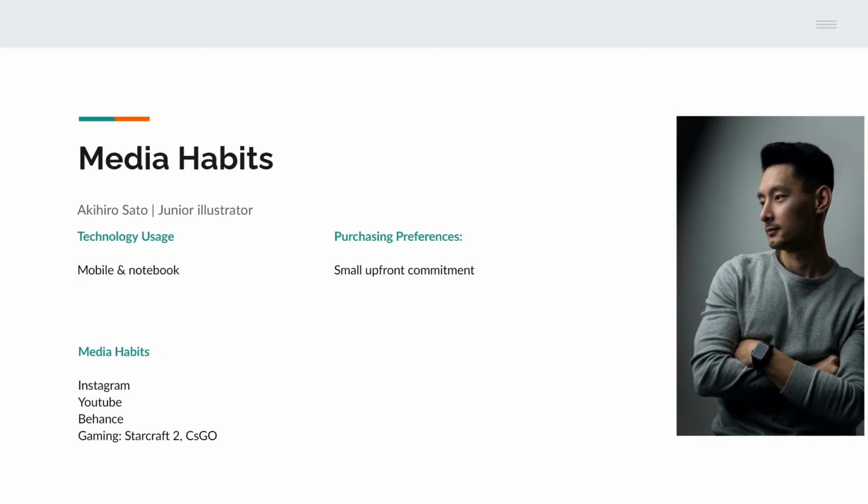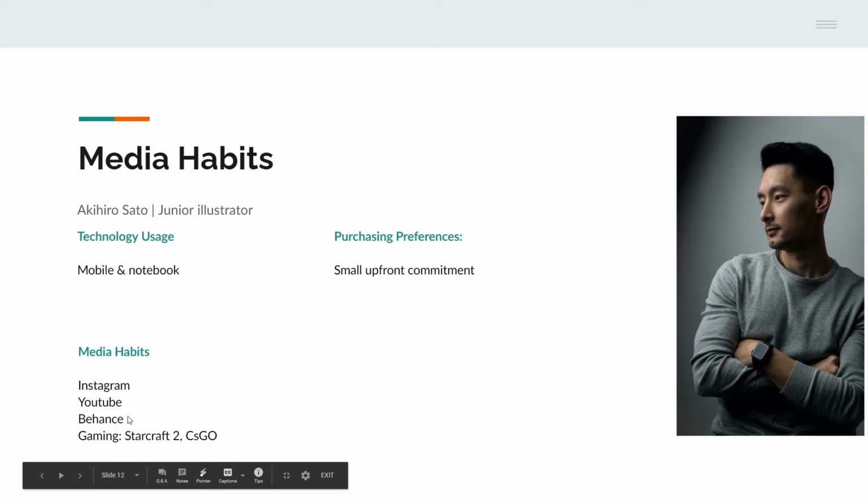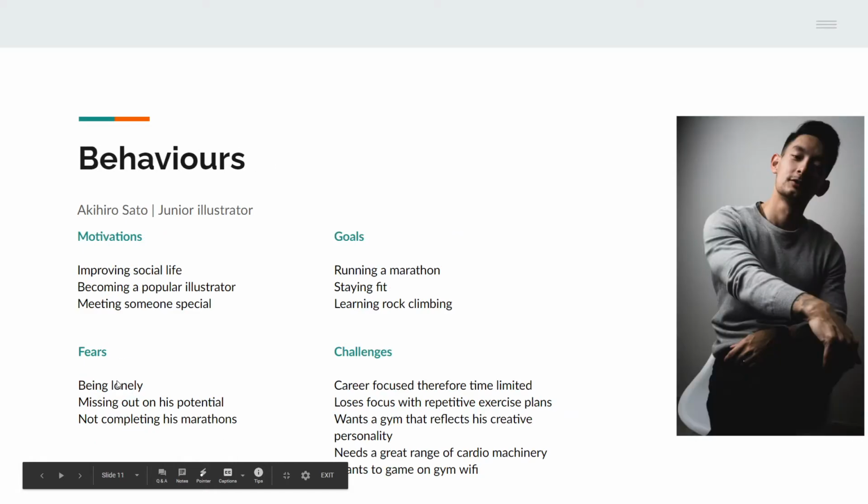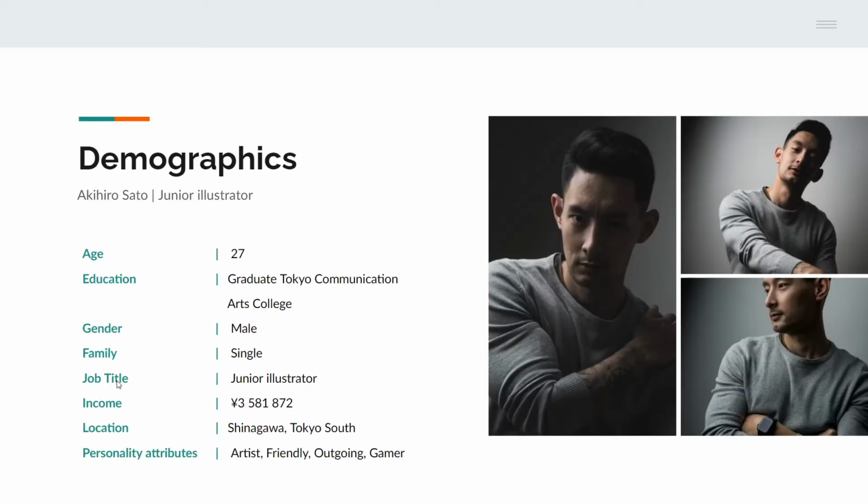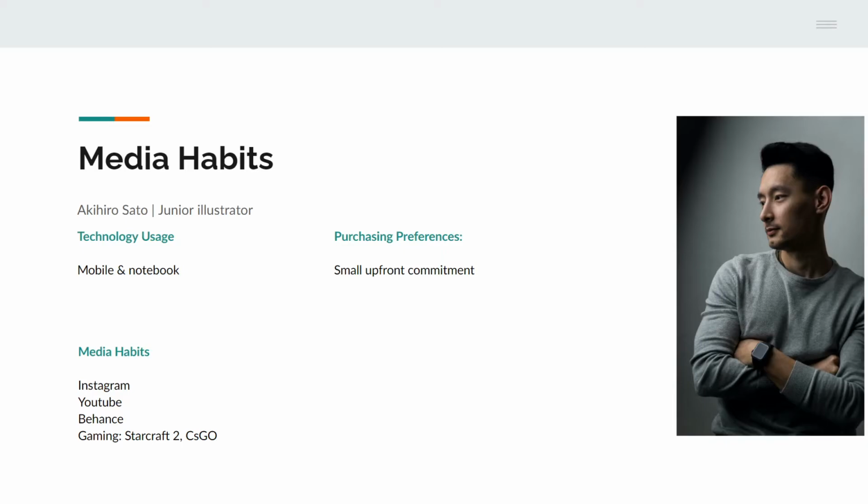Now, straight away, we can see that we can run some Instagram ads, we can run some YouTube ads, and maybe find some sites like Behance that designers would be interested in, and run some ads over there. So already we've got a few targeting examples. And if we go back, we've already got some demographic examples as well.